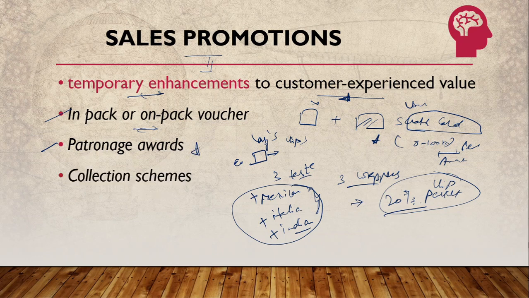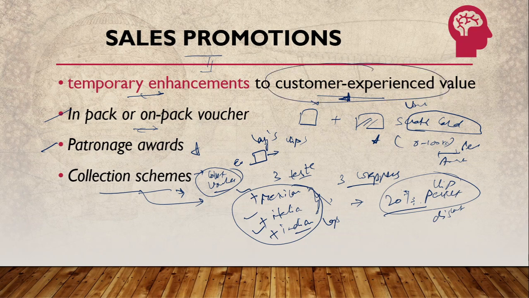And similarly there is the collection scheme. Here you have collected the three types of chips. Then once you have collected them, you get some discount or rebate on the other purchase of the product. This is a similar type of collection scheme where you collect some products or some vouchers which can be used the next time. So this adds to the customer experience value. This is another technique which is generally used.